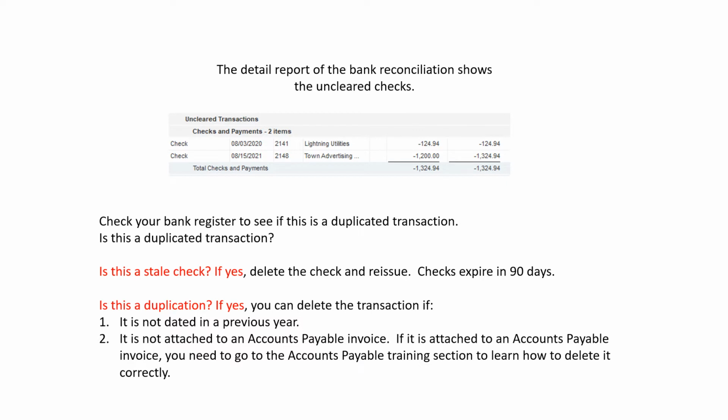For checks, you can just delete them if they're duplications as long as they are in the current year, meaning that you are not deleting a transaction that has already been reported on a previous tax return. And why is that important? It's important because it will put your books out of balance for the previous year, and you've already paid tax on the previous year's tax return.